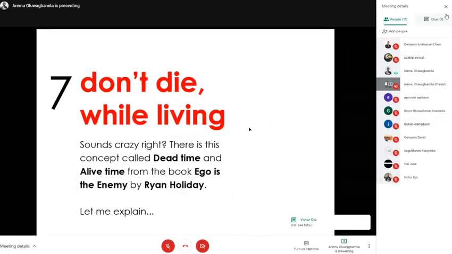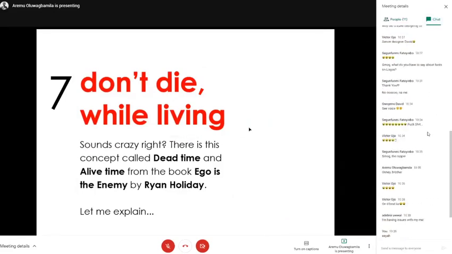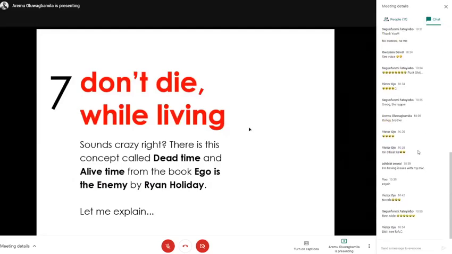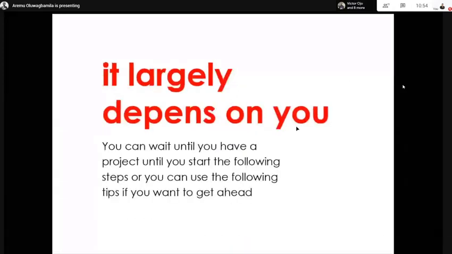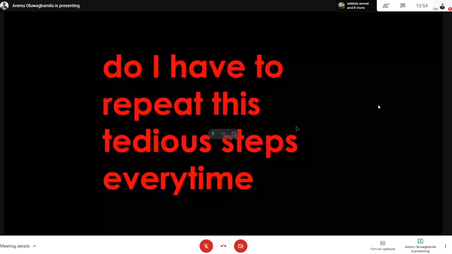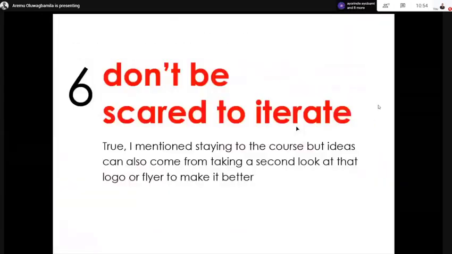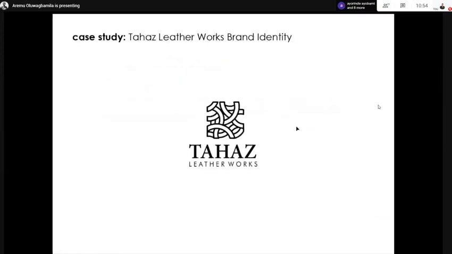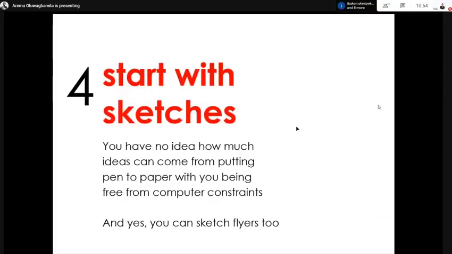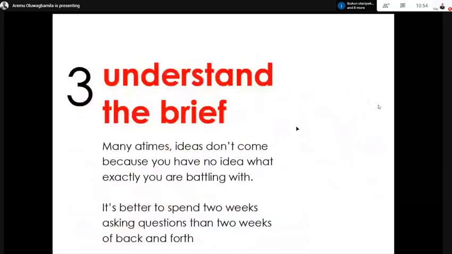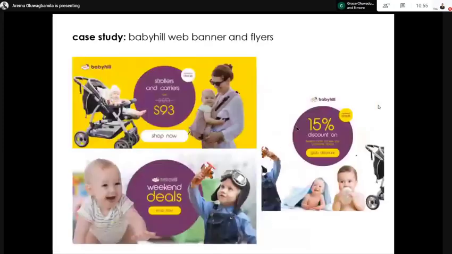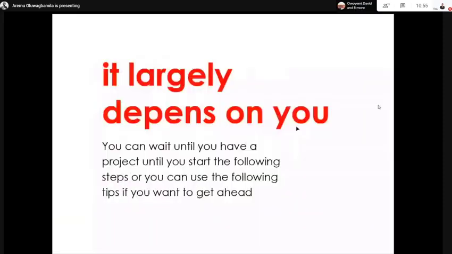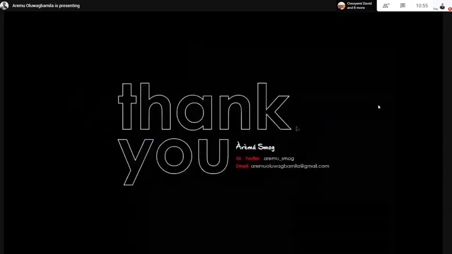Those times when there are no projects, read, go to YouTube, learn how to do that thing you've been wondering how to do in Illustrator, and do it. Of course, it largely depends on you whether you want to repeat the tedious task of always iterating, being too careful while you're executing, starting with sketches, doing thorough research, understanding the brief, mastering the principles, and mastering the tools. There are a lot of things you can do before that next project comes. That's what you should be spending your time doing, because ideas will not fly and come and meet you.